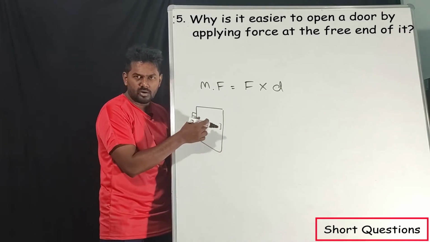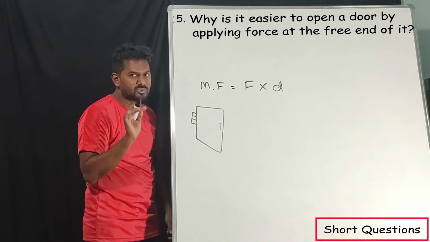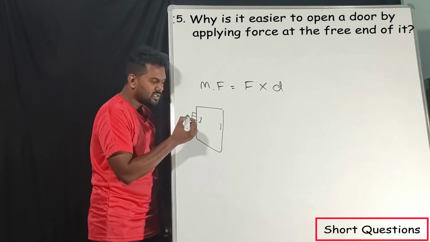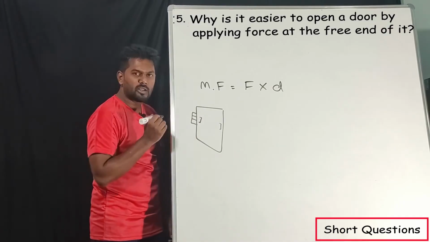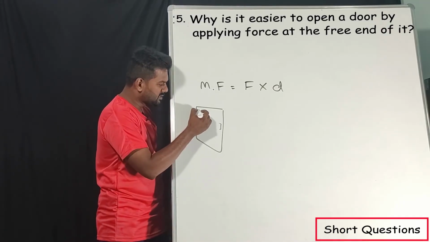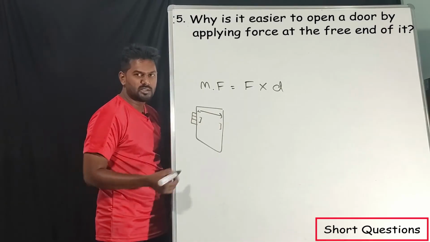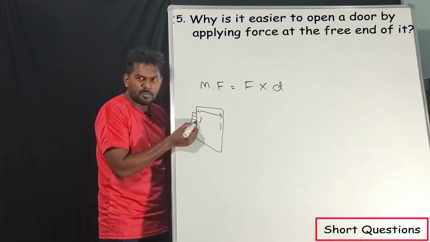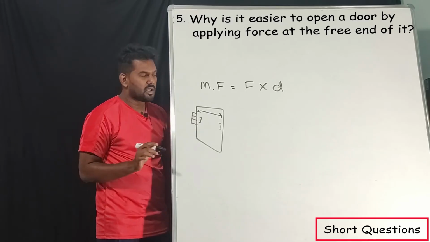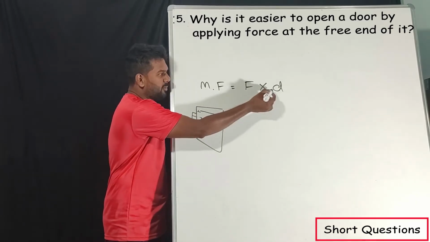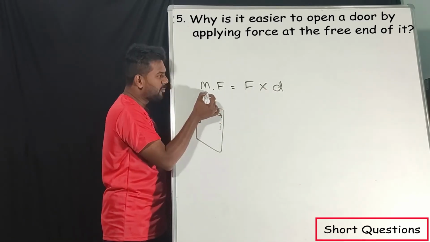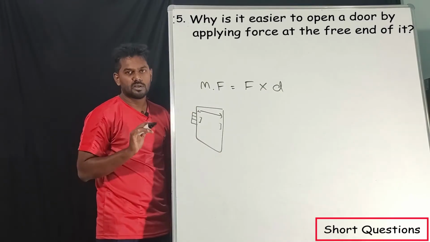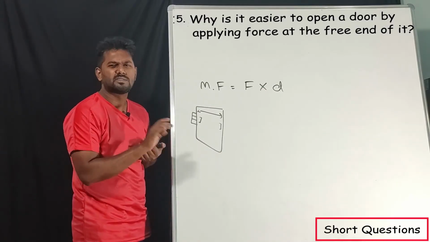Assume the handle, the handle which we use to open or close the door, is near to this hinge. What will be the perpendicular distance? See, the perpendicular distance is nothing but from here to this end. Assume the handle is here. Now what is the perpendicular distance? It is very less. So according to the formula, if the perpendicular distance is very less, the moment of force is also less.